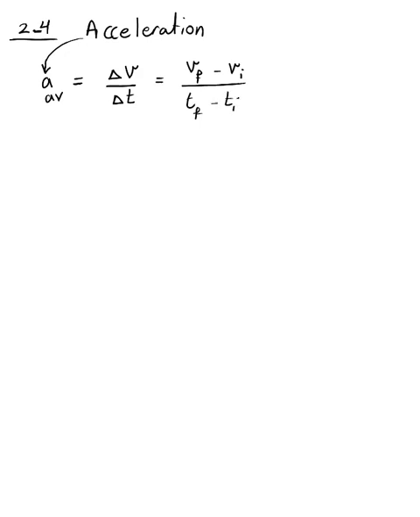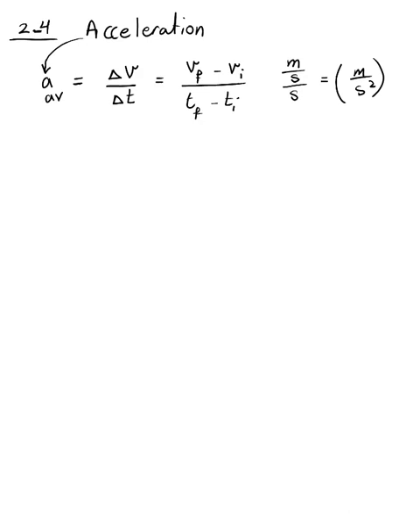Now, what is the unit for this? It is going to be meters per second, which is the unit for velocity, divided by second. So in short, it's going to be meters per second squared. This is the unit for the average acceleration.